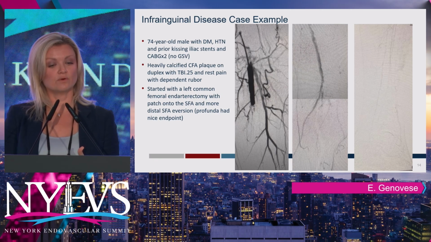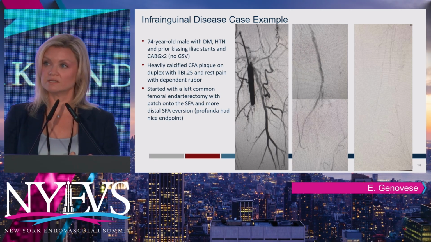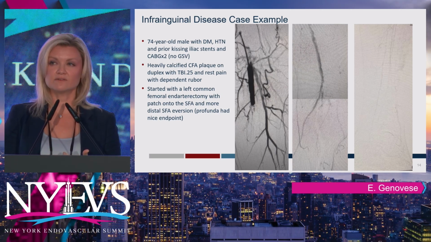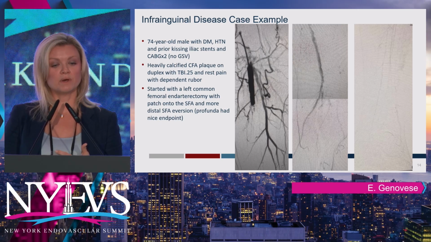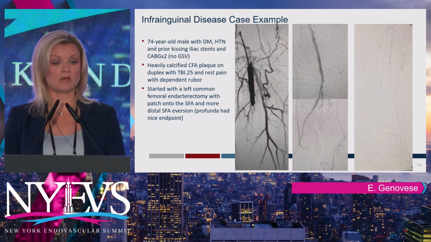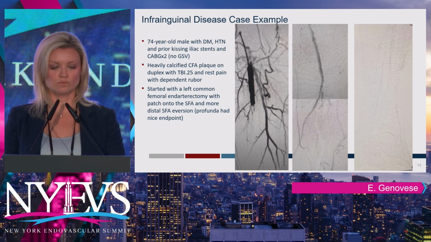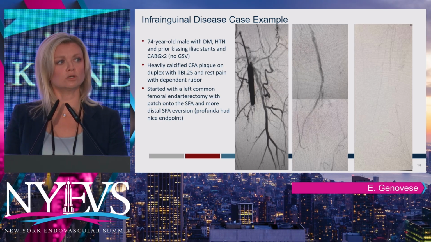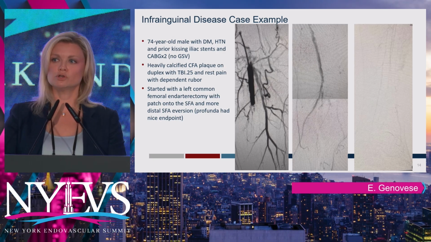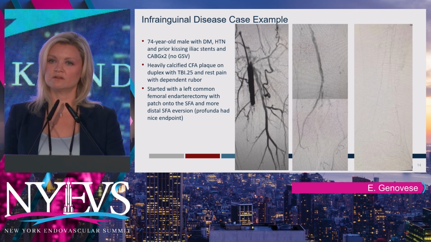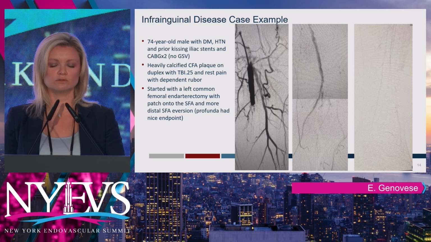So this is a 74-year-old patient who had prior kissing iliac stents, extensive common femoral disease, but no GSV, prior CABG, not a good bypass candidate, heavily calcified plaque and rest pain with now dependent rubor. So this is what it looks like when you start to do your antegrade work once you've already done a femoral endarterectomy in the setting of an occluded SFA.